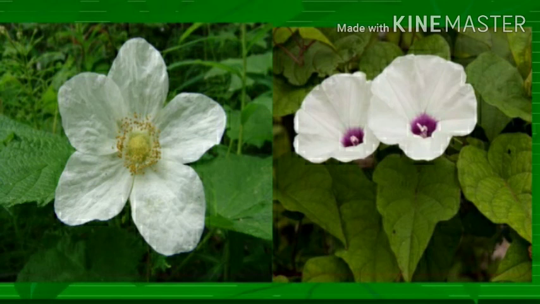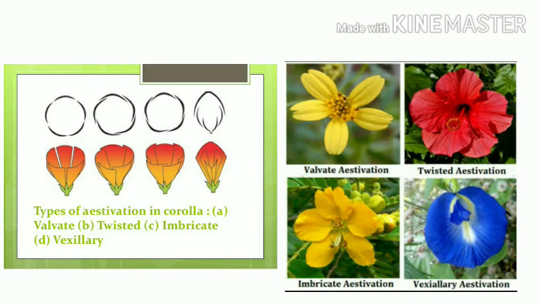And there is diversity in the shape also. It can be either tubular in shape, bell shaped, funnel shaped, or wheel shaped. So there can be a wide variety in case of corolla. Now I am going to take up a very important topic, that is aestivation.